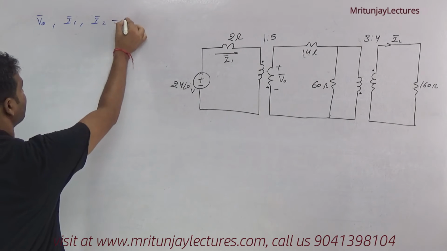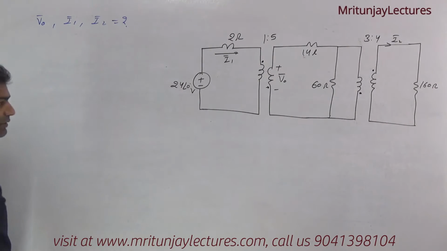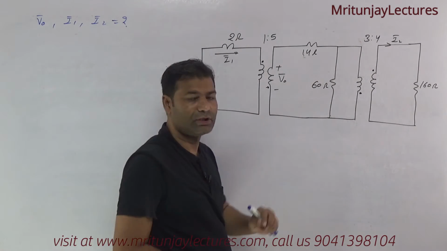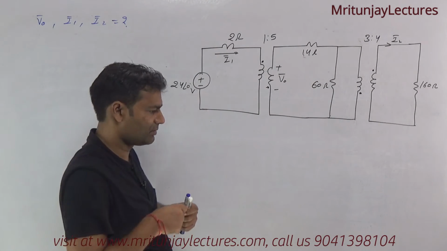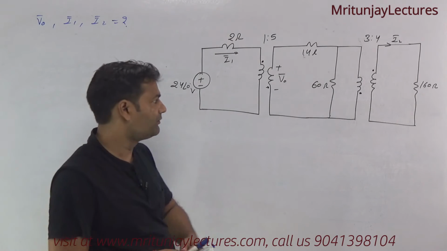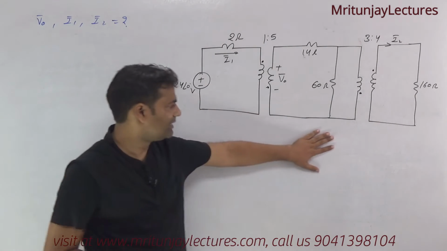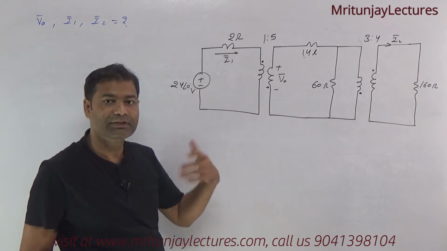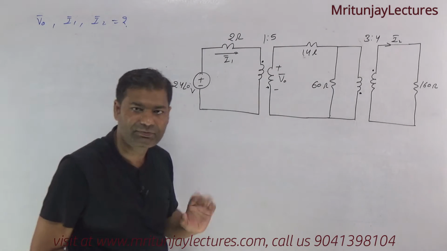Now our motto is to determine I1, I2, I0 and the corresponding V0. V0 is this one, along with I1 and I2. How can we solve this problem? First of all, if we take everything equivalent to the primary side, then we determine I1. After that, the other parameters can also be found.